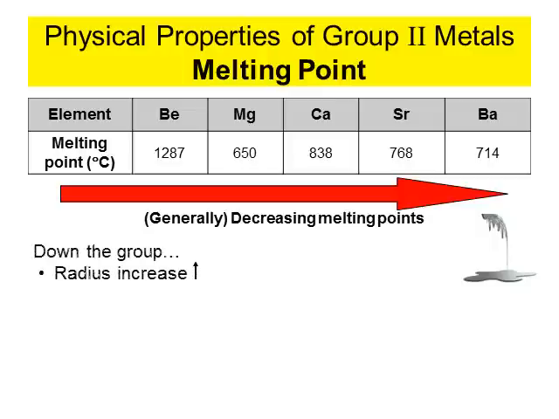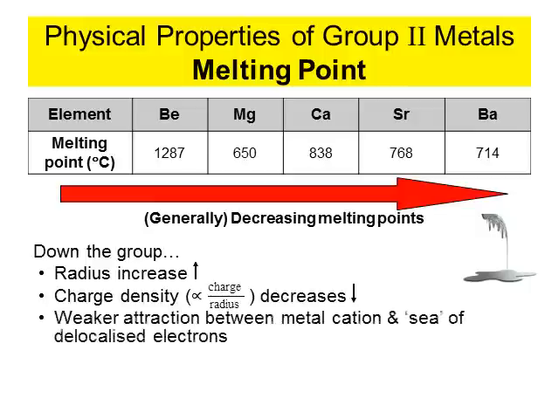So, down the group, let's talk about why the melting point decreases. As mentioned earlier, the radii will increase. That is to say, the charge density will decrease. Why? Naturally, when we talk about beryllium, calcium, or whatever group 2 metal, the metal ion is of 2+ charge. Since they are all 2+ charge, the only thing that matters with charge density is the radius. And as the radius is increasing down the group, the charge density is decreasing.